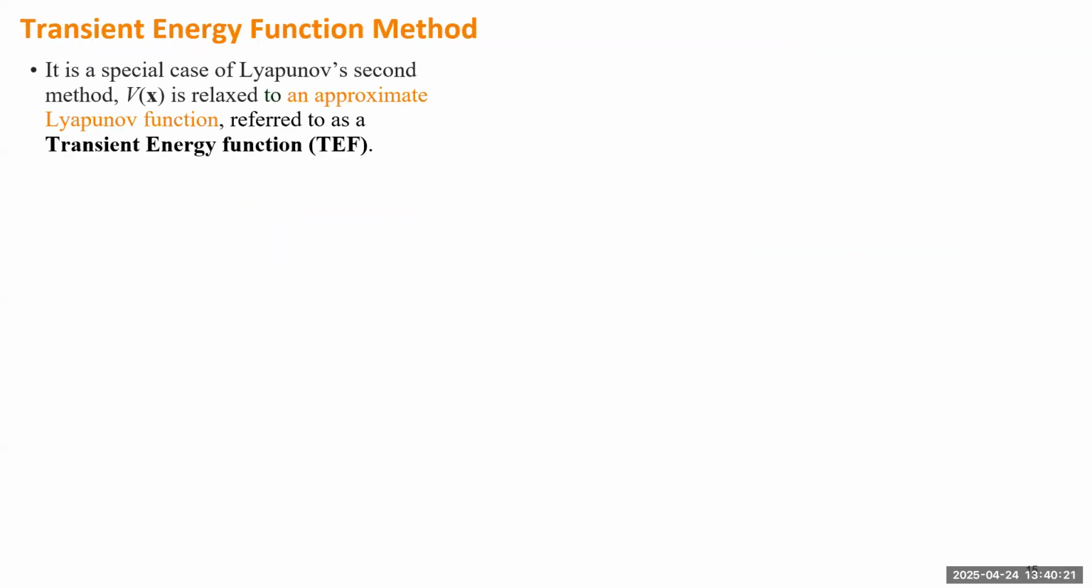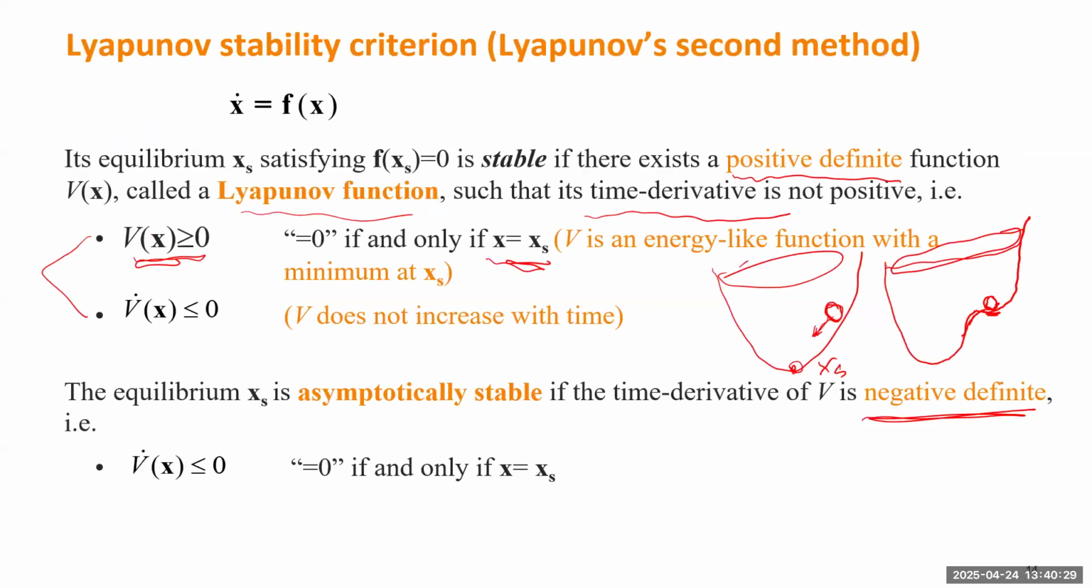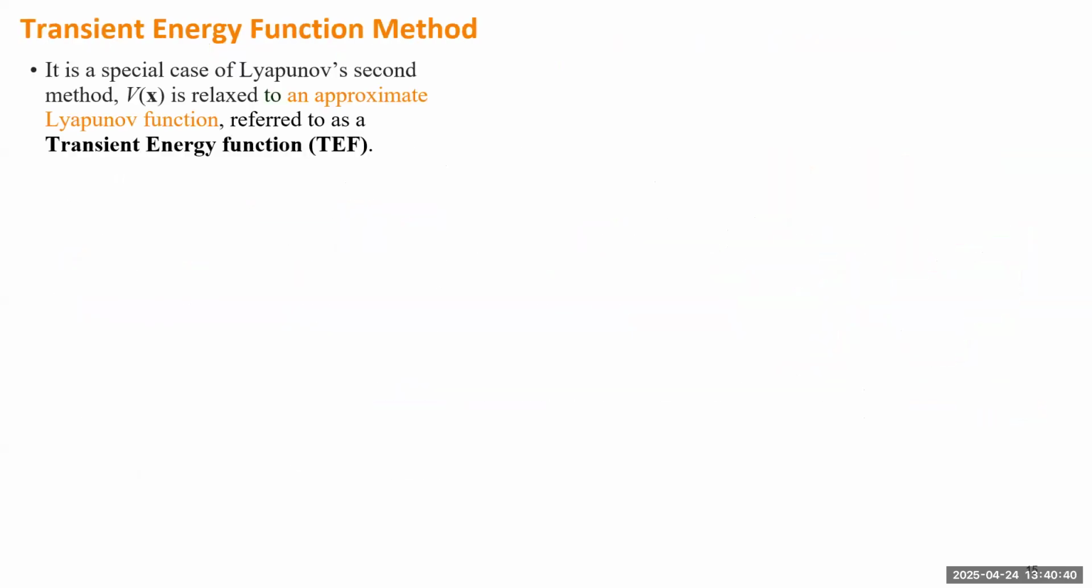You may not be able to find the Lyapunov function, but you can find some approximate Lyapunov function. As long as that function basically meets those two conditions, okay? It may violate this condition only for certain scenarios, but you don't really care. Then you can still call such a function an energy function.